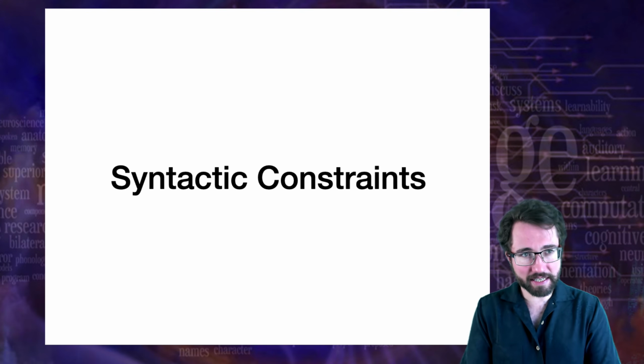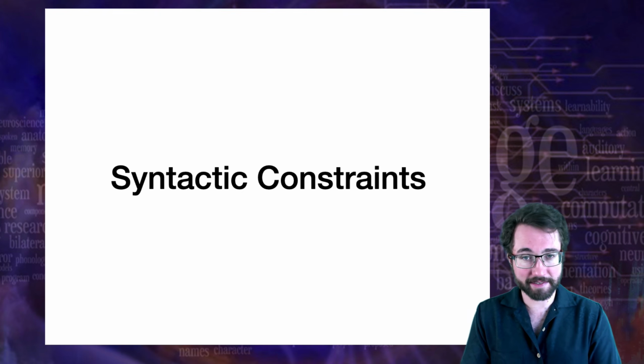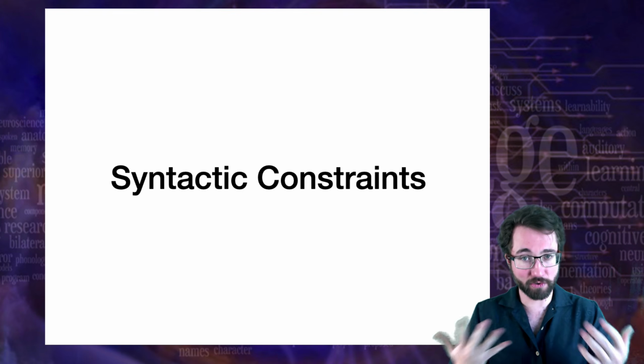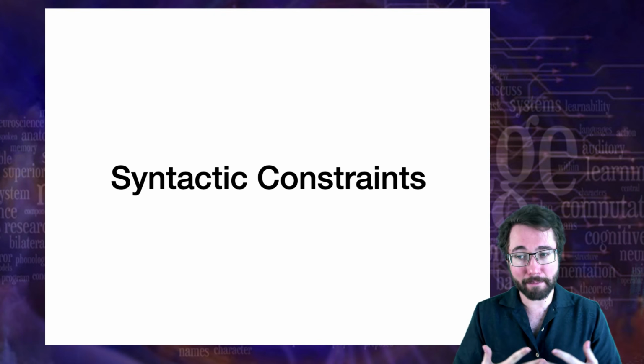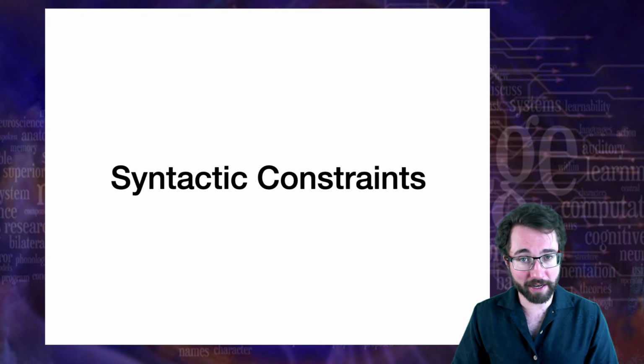So we've seen a little bit about what the constraints are on how words combine together to form sentences. We've seen that words are drawn from these categories. But what we're going to talk about now is how we can use those categories to describe those constraints on how we form grammatical sentences.